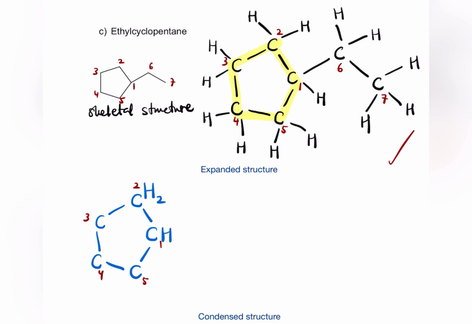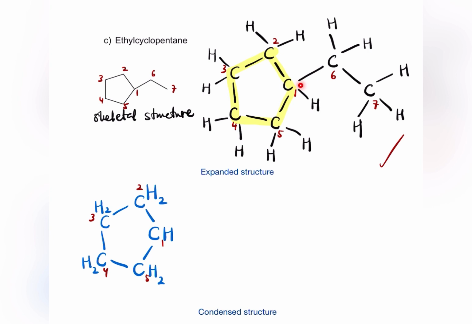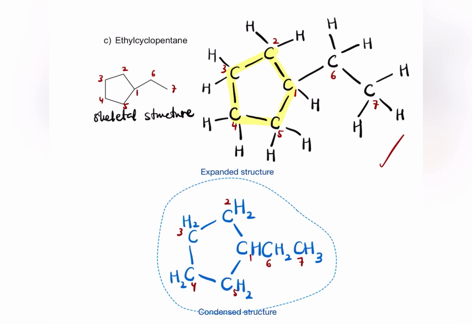And after that, carbon number 3, you got 2 hydrogens. Same goes for carbon number 4 and carbon number 5. So I'm going to put H2 for each of these 3 carbons. And after that, I'm going to continue with carbon number 6. Carbon number 6, you got a single bond between 1 and 6. But you cannot show the single bond between these 2 carbons because it is outside the ring. So I'm going to compress with CH2 and CH3 for carbon number 7. So all of them together is going to be CH2CH3. This is carbon number 6. This is carbon number 7. And this is the complete condensed structure for ethyl cyclopentane.